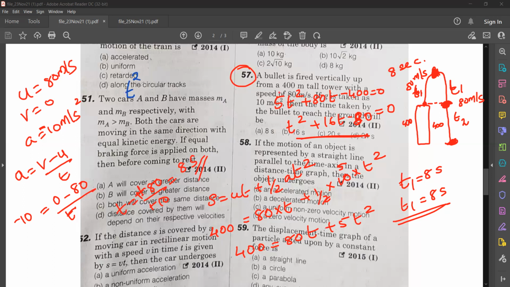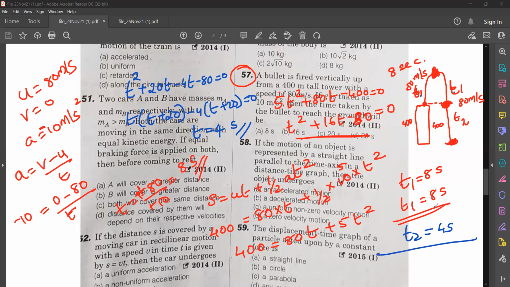If I'm using middle term splitting, this will become T square plus 20T minus 4T minus 80 equal to 0. So T into T plus 20 minus 4 into T plus 20 equal to 0. So T is equal to 4 seconds. Here we got T2 as 4 seconds. So T1 plus T1 plus T2, that is 8 plus 8 plus 4, that is 20 seconds. So which is the option? Option C is the correct one.